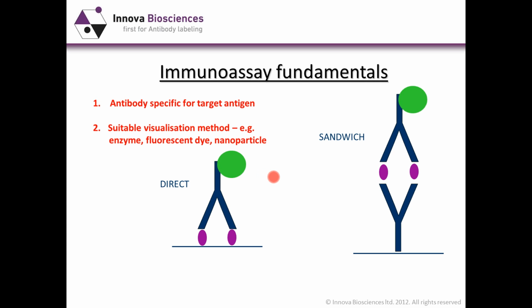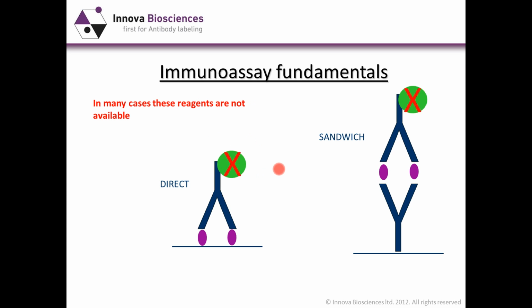One of the key issues that people come across is that in many cases these reagents, these directly conjugated reagents, are simply not available. There are many tens of thousands of antigens that people may wish to detect in any particular form of immunoassay, and having directly conjugated antibodies to each of them is something that is still not reached by all of the commercial companies supplying antibodies.